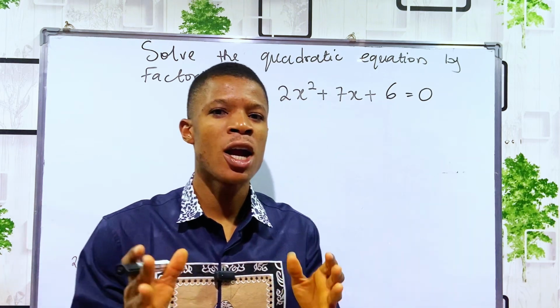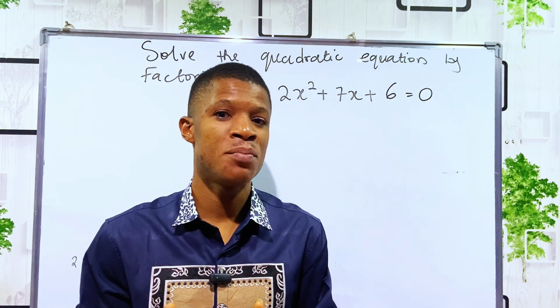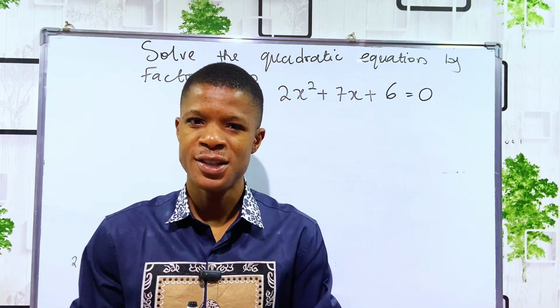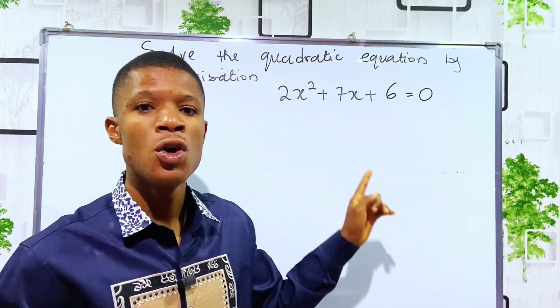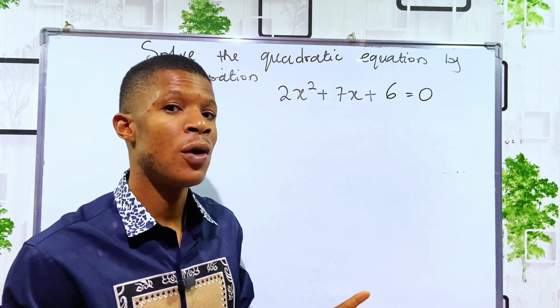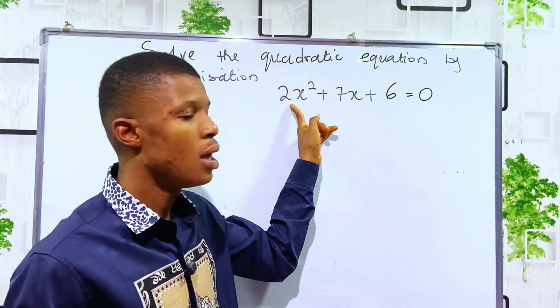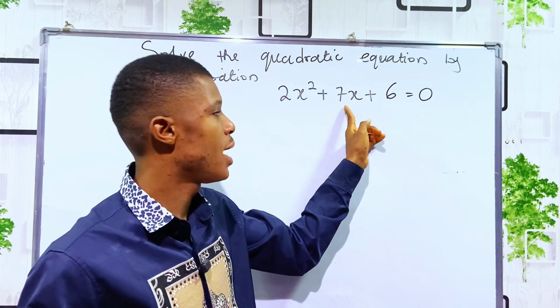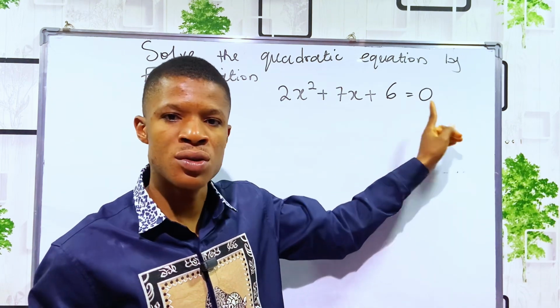In this video, we are going to solve this quadratic equation by factorization method. Please stay tuned and enjoy. If you look at the board, we have a quadratic equation where the leading coefficient is more than 1. The leading coefficient of the x squared here is 2, and we have the coefficient of x to be 7 plus the constant c is equal to 0.